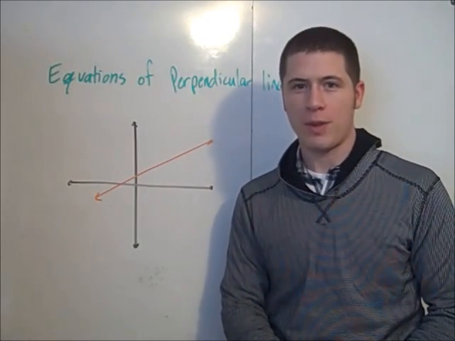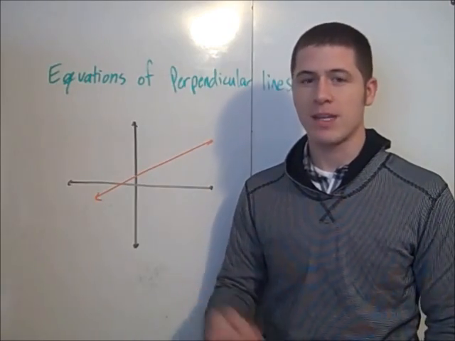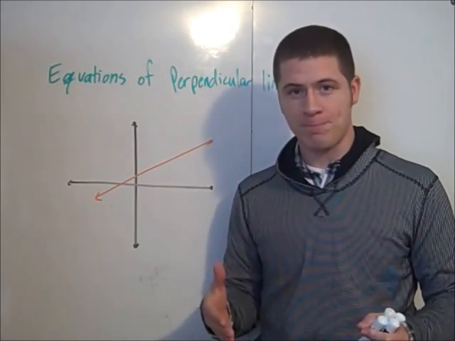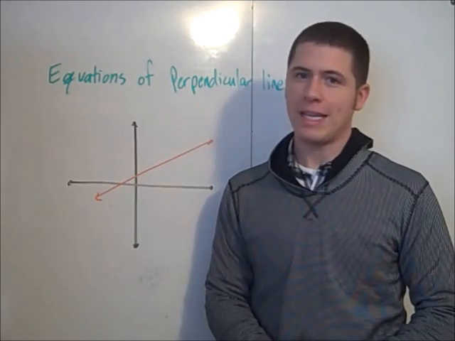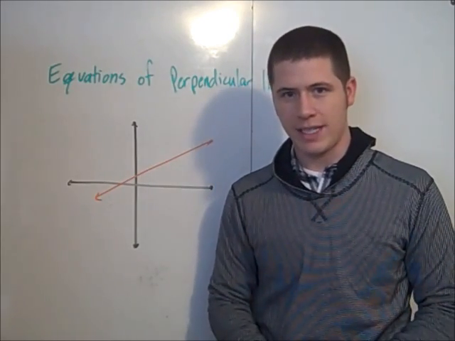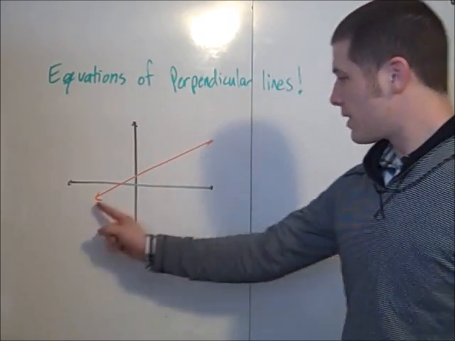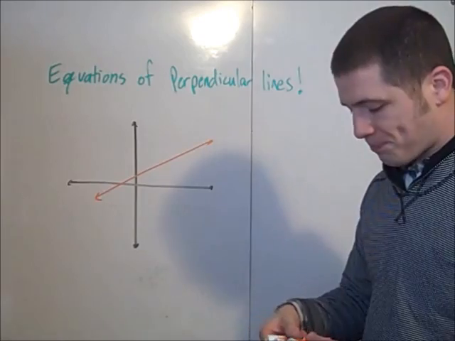Writing equations for perpendicular lines is much like writing equations for parallel lines, except this time, instead of the slope being the same, slopes of perpendicular lines are opposite reciprocals. So first I'm going to present a geometric argument as to why that is true. Consider this orange line here.